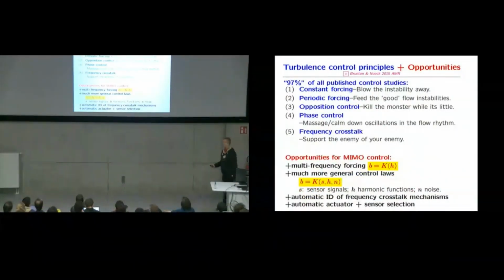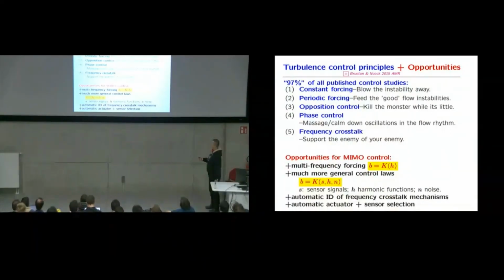Now there are many more things. So if you look in the literature, you find constant forcing, periodic forcing, opposition control. So we have seen it for the turbulent boundary layer, phase and frequency crosstalk. So this is essentially implicit. You typically have single input, single output. This is the effective mechanism. But there are many opportunities for multiple input, multiple output control. For instance, it's often found that if you use multiple frequencies, it's better than using a single frequency. How are you going to optimize those?